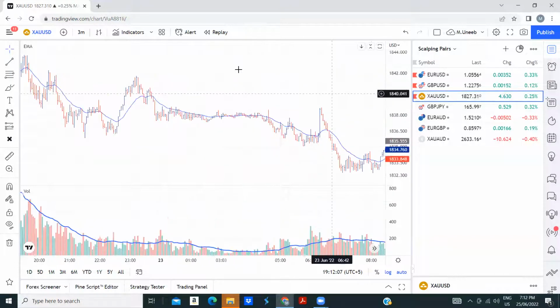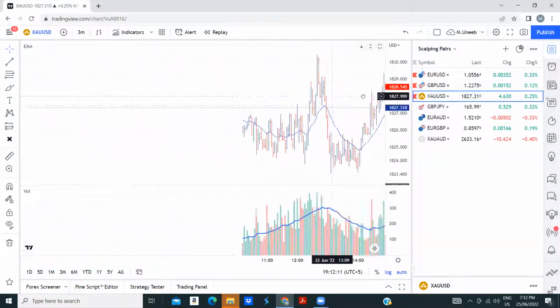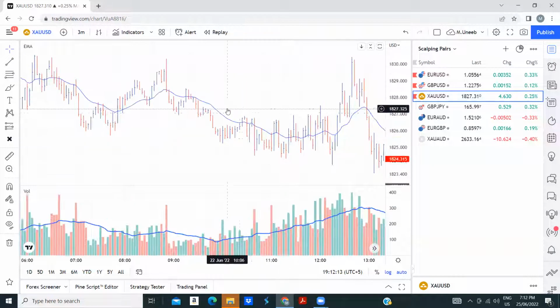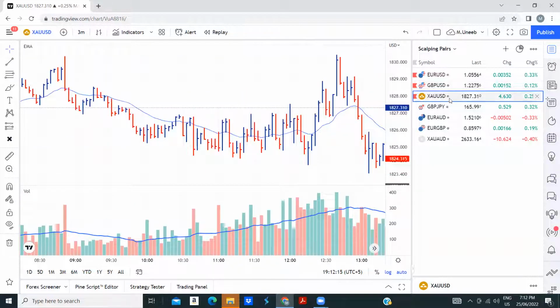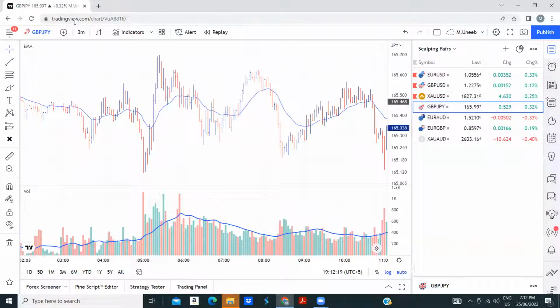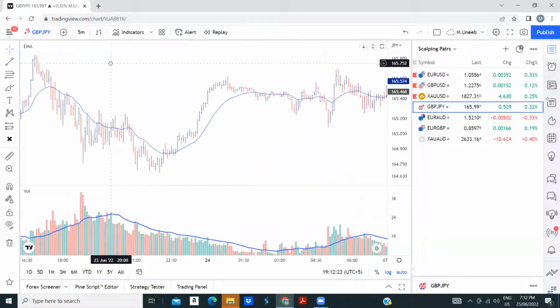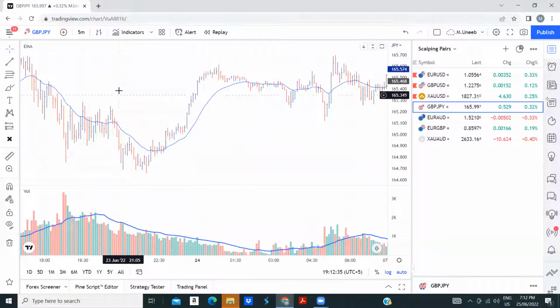And now let's go for GJ. Okay, 5 minute. So tomorrow I will teach you how to put everything together. First of all, structure, then bias, structure, okay, and then entry point. Got it? Yeah. Okay.